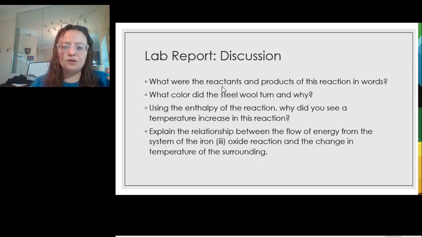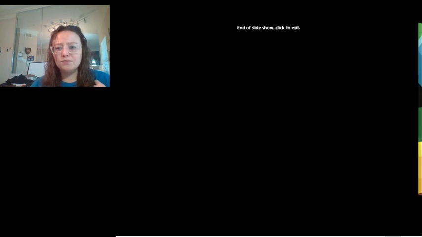So our reactants, we started off with iron and oxygen, and we produced iron 3 oxide. We saw the steel wool turn this reddish color because it was forming iron 3 oxide, which is rust, which has a reddish brown color to it. We know the enthalpy is negative, which indicates an exothermic reaction. And in an exothermic reaction, the surrounding gets hot. And that's because our system is releasing energy into the surrounding, and that surrounding temperature increases, and that's what we measure with the thermometer. The end.